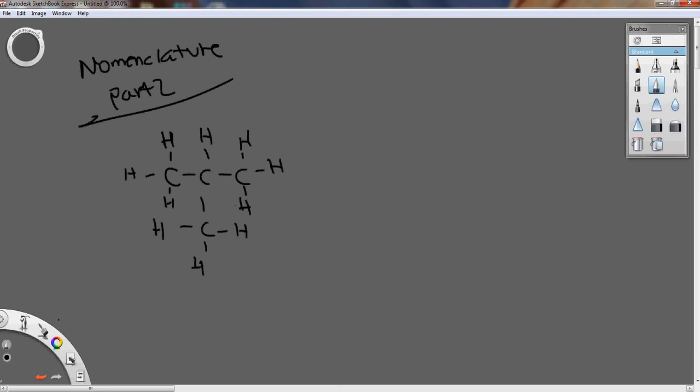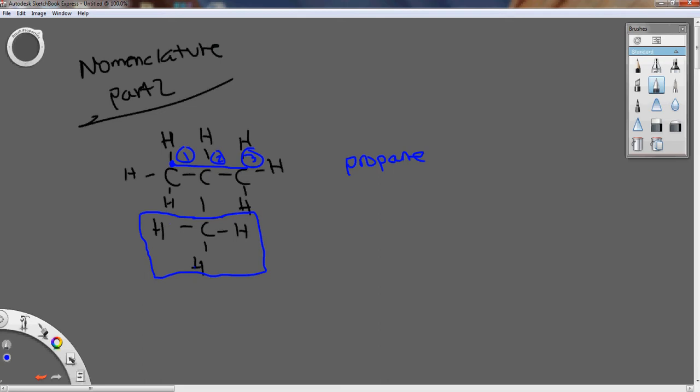Alright, so let's name it. So once again, we just find the longest path. We'll start from here, and we'll just go straight across. And let's count. 1, 2, 3. That is propane. Alright, so this is what you guys have learned already. So what do we do about this extra branch?